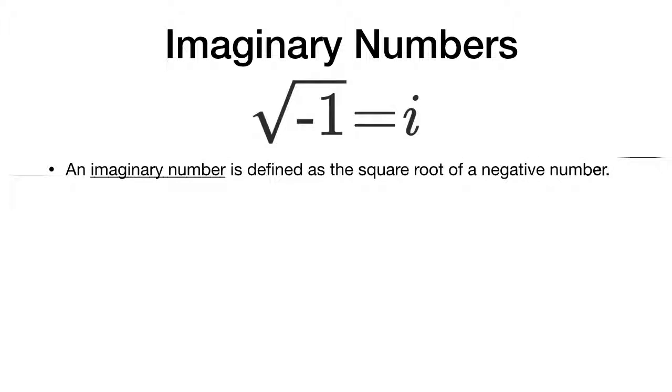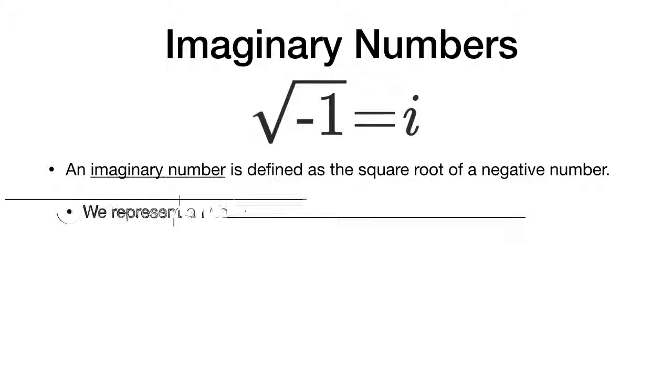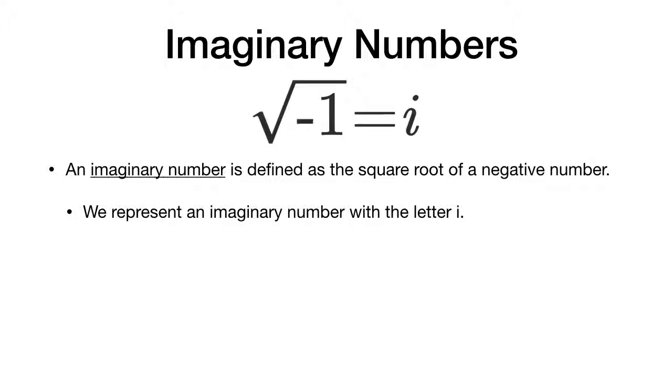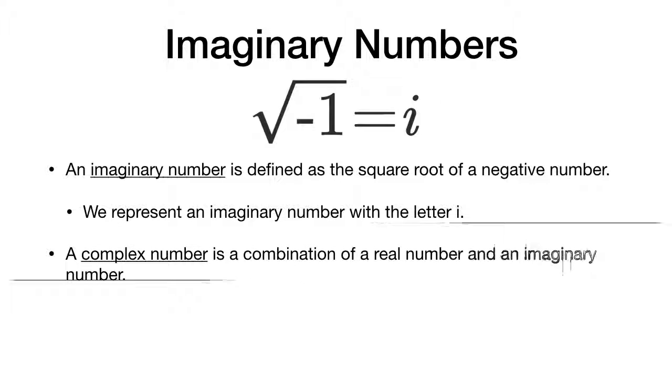So i is the imaginary number that if you square it becomes negative 1. So an imaginary number is defined as the square root of a negative number. We represent imaginary numbers with the letter i. And a complex number is a combination of a real number and an imaginary number. We'll see those more later. So we're going to rewrite each of these expressions using i.